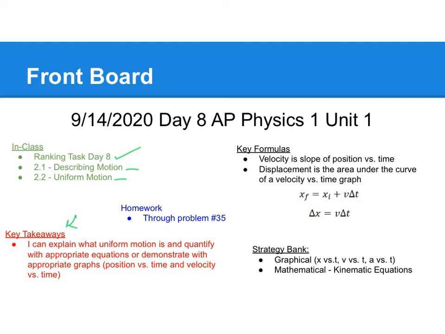A couple key formulas. The first two come from graphs, and we'll use graphs pretty interchangeably with equations because they tell us a lot of the same stuff. First, velocity is the slope of position versus time, and displacement is the area under the curve of velocity versus time. Then we also get our first two equations, which we'll talk about in the second section today. The strategies we're going to be using are graphical, using position, velocity, and acceleration versus time graphs, and mathematical, using the actual kinematic equations. And for your homework, once this is all complete, you should be through problem number 35 in your problems packet.